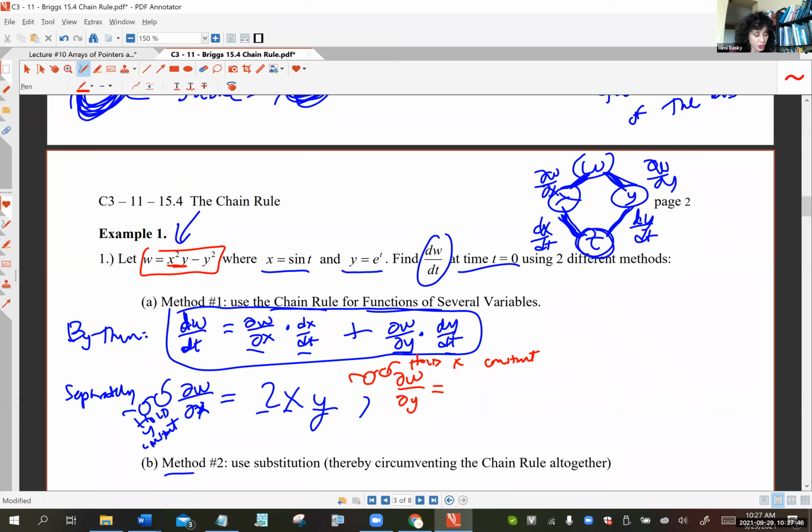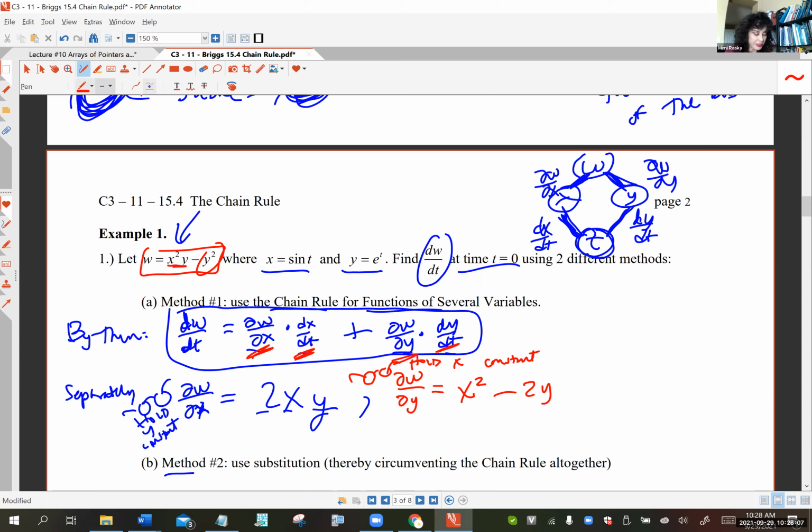So the partial of x squared y with respect to y would be x squared minus the partial of y squared with respect to y. That's easy peasy, just 2y. Okay, we got two down and two to go. We got our partials. Now we need the other two ingredients.